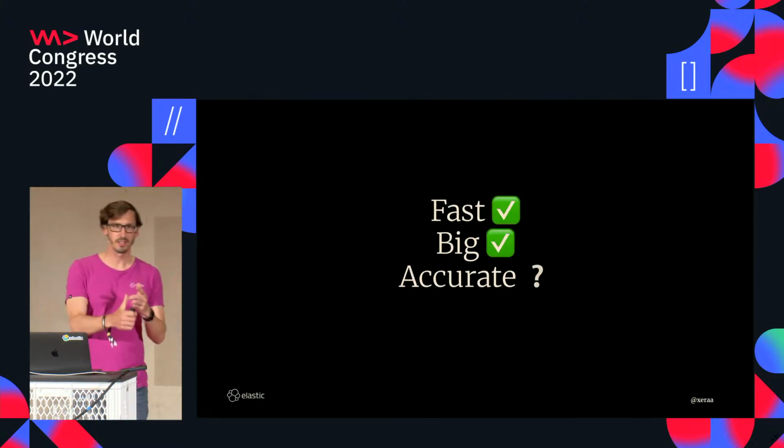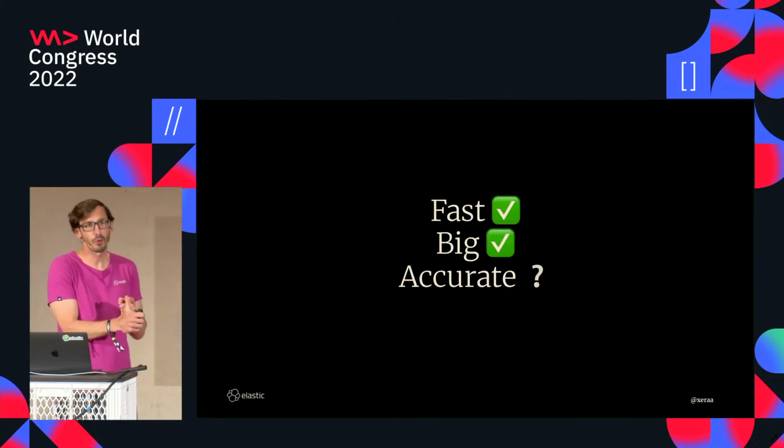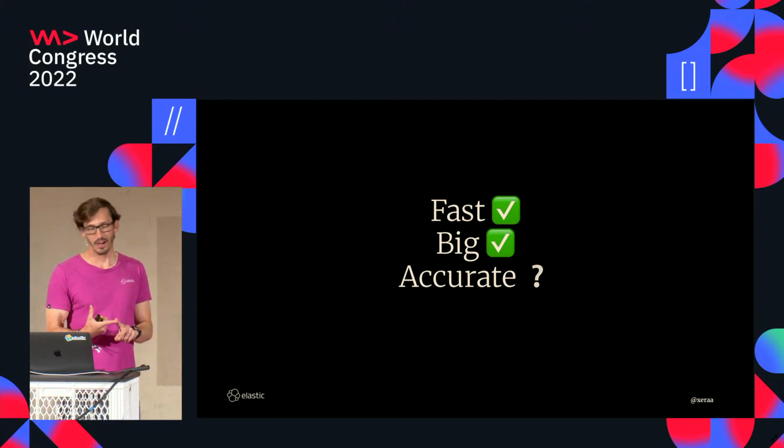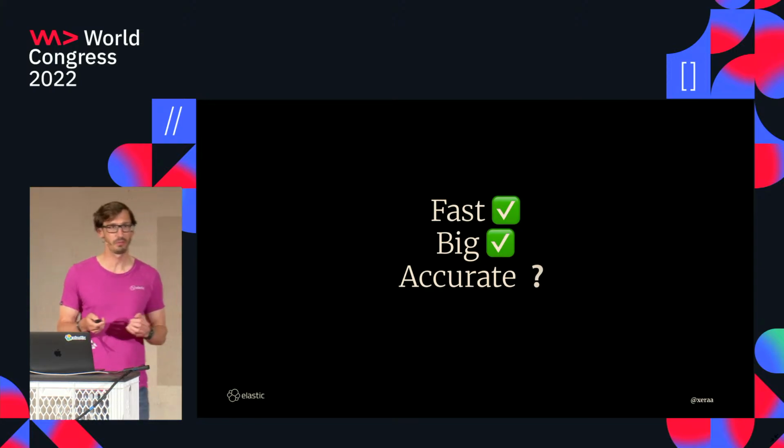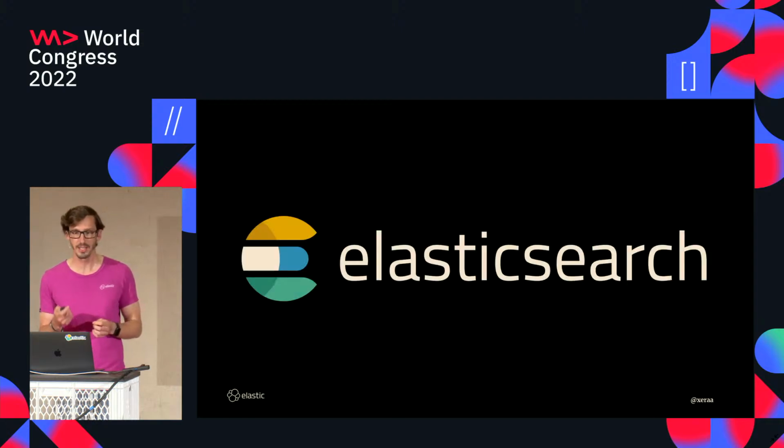So I think fast is quite clear. You wait for the response. Big, it's distributed over multiple systems, clear. How is accurate a thing? Like, how do I even get to a useful system if it's not accurate in the result? So let's see how that works.